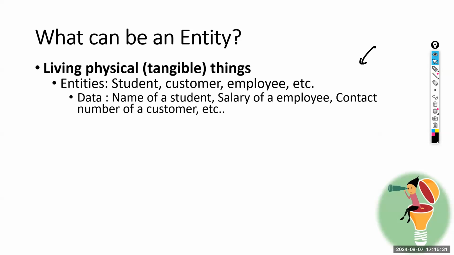So we can categorize those entities, or anythings, so that we can better understand. First, we'll concentrate on what is entity, then we can understand what is data. Because without understanding entity, you will never properly understand what data is. So this anything can be a living physical thing, or a living physical tangible thing. Tangible means you can touch it. Like a student, customer, employee, depending on what you are looking at, maybe a patient, teacher.